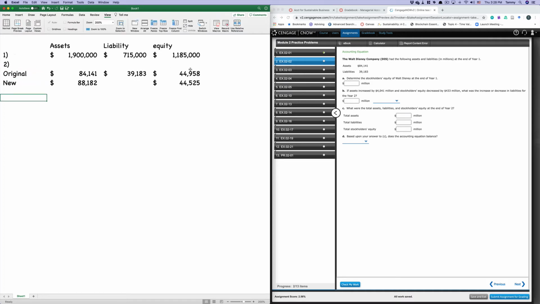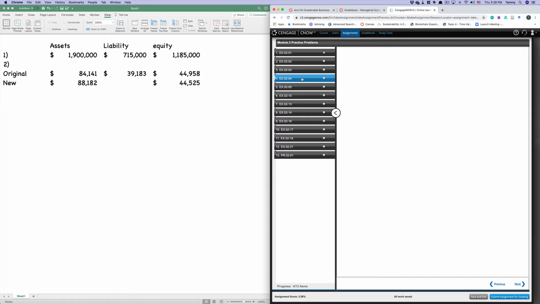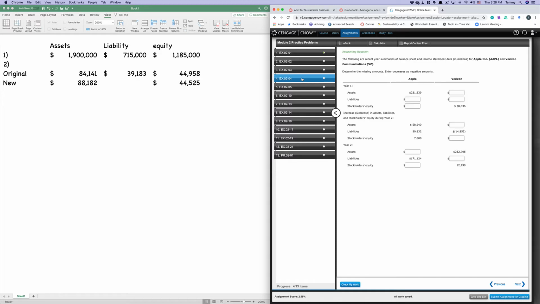Okay, the third one is literally the same as number 2, so I'm not going to bother showing you that. Number 4, again, it's the same question, but it's laid out differently.